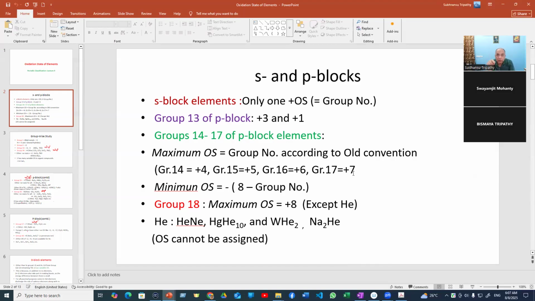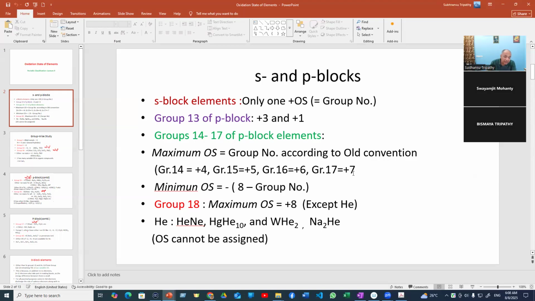If you talk of chlorine heptoxide, Cl2O7, then chlorine is less electronegative, 3, and oxygen is 3.5. So chlorine will have a positive oxidation state, that will be plus 7. So it can go to plus 7 and the minimum is minus 1. These things you know.